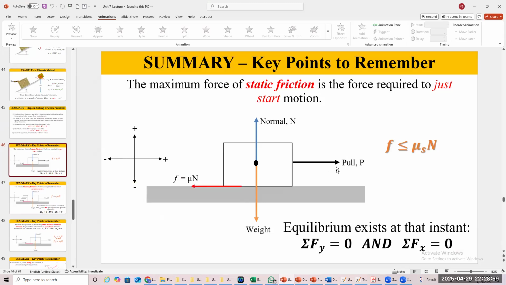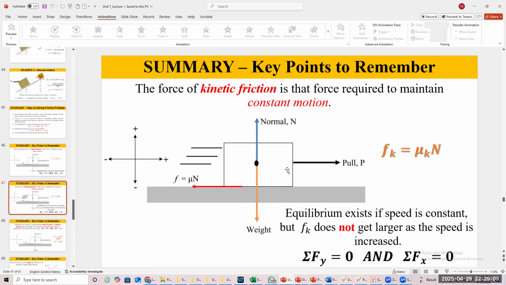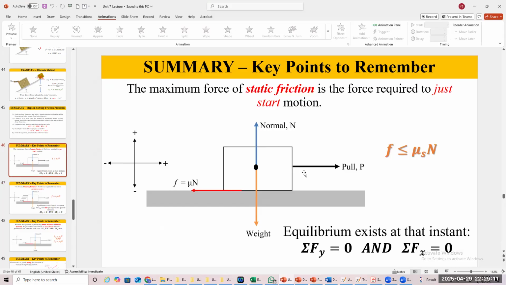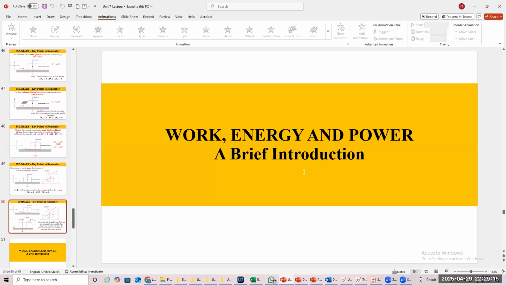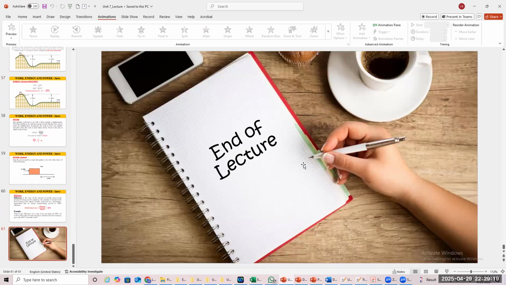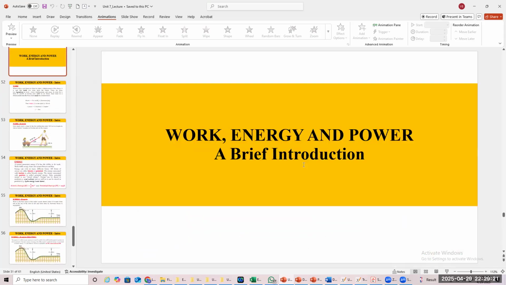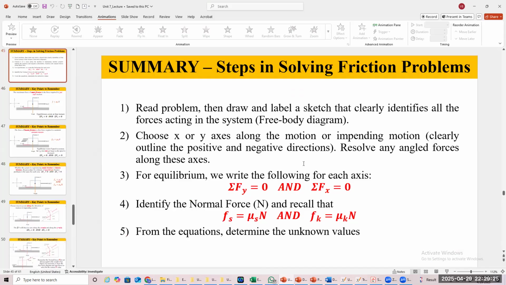The net force is always going to be the difference between the pulling force and the frictional force. Remember, you must know this is kinetic friction and you have static friction. Question: will all of these formulas be on the back? Some formulas will be there, not all.